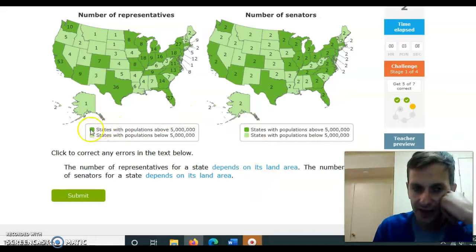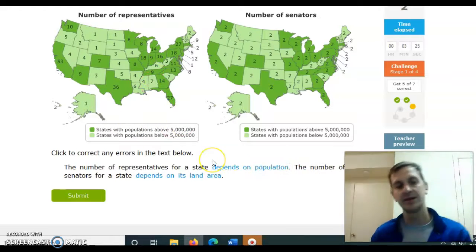So we've got to look at the key. States with population above 500,000. It doesn't say anything about land area. Even if you don't know how representatives are elected to Congress, you know based on the information: population. It's not land area. It depends on population.